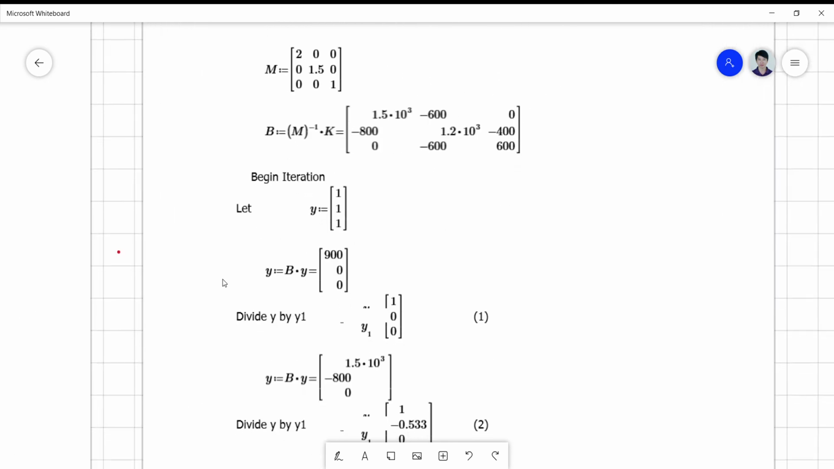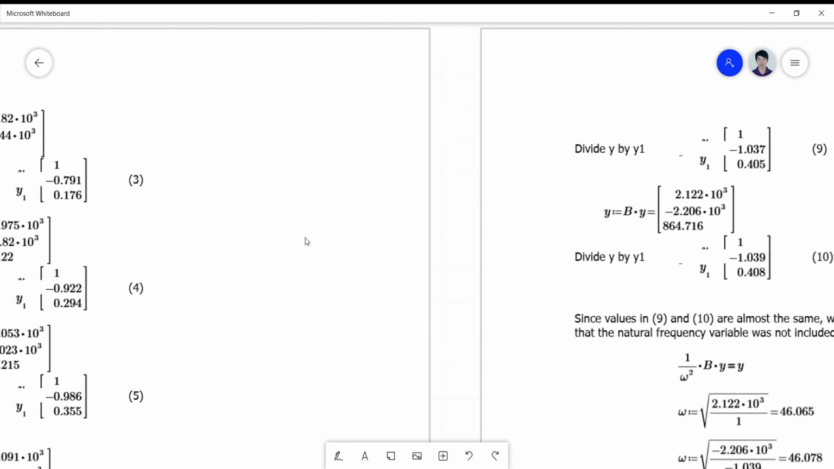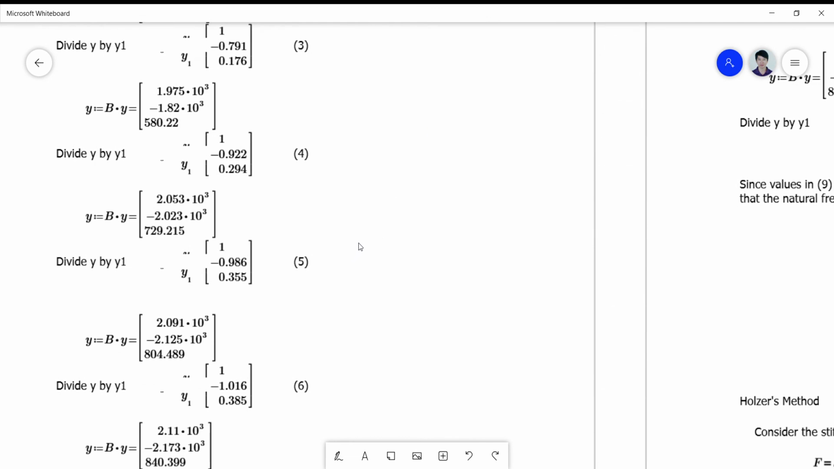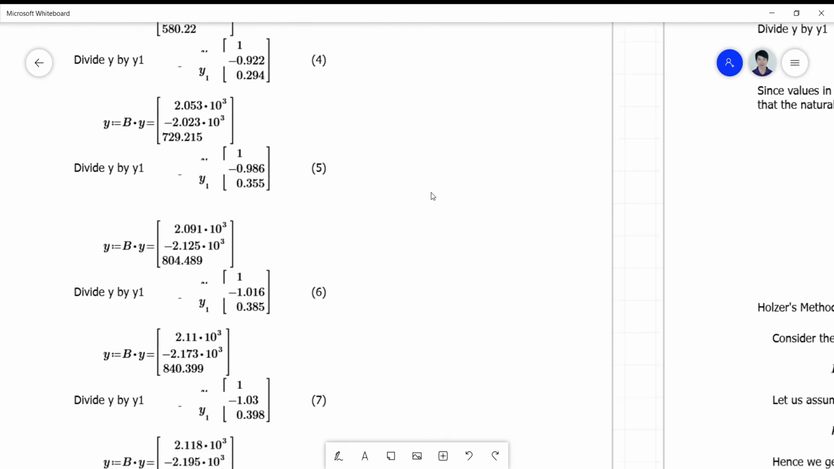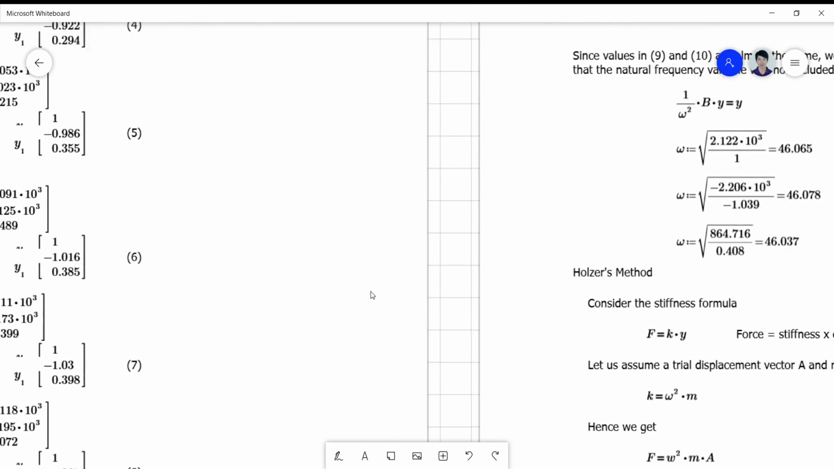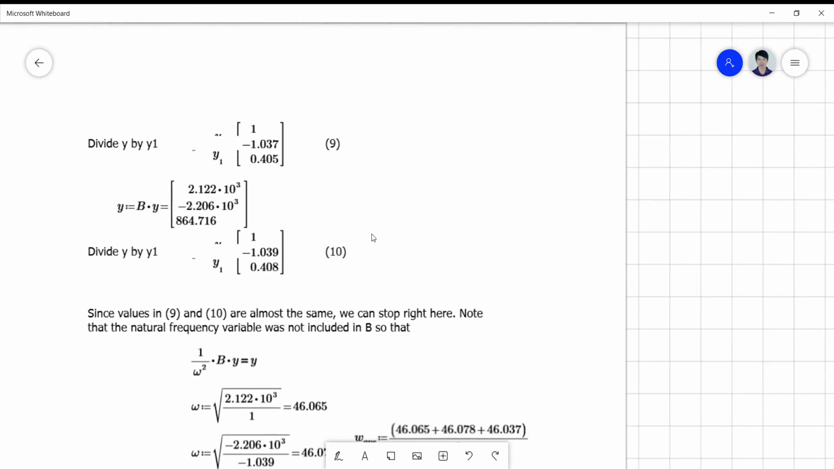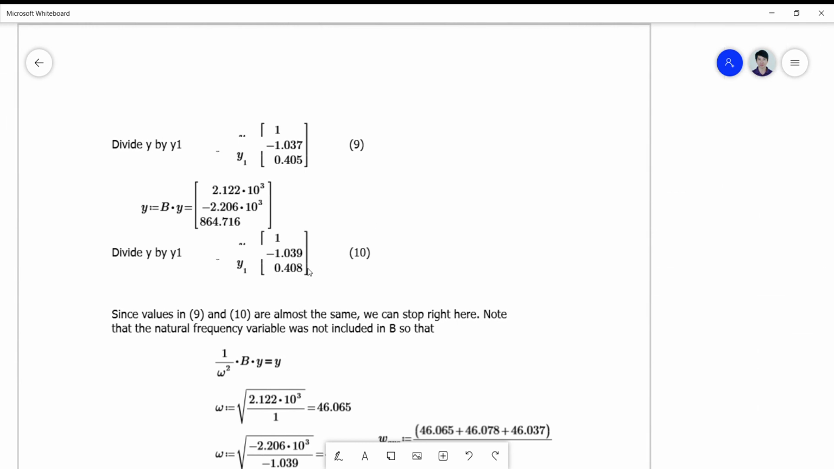So you come up with these values: 1, 0, 1, negative 0.530, and if you will observe, the iteration becomes very numerous at this point, because we want to make sure that the convergence, the last iteration, will yield some level of accuracy in which your ninth and 10th iteration will give you very near values of your y there. Since the values in 9 and 10 are almost the same, we can stop here.